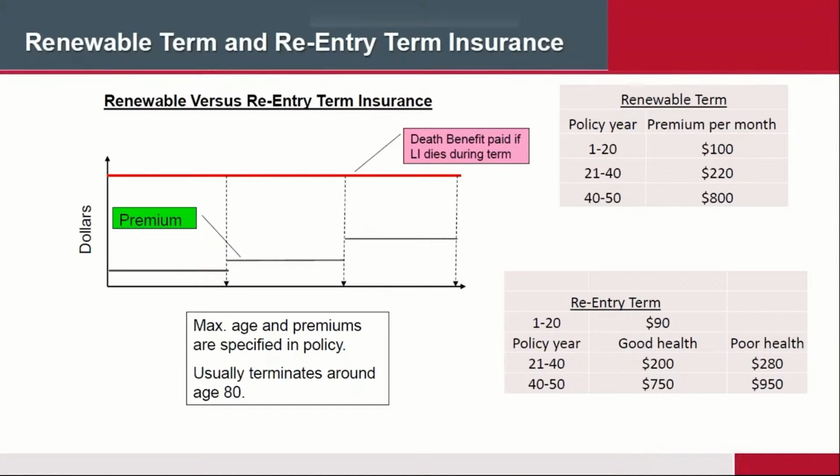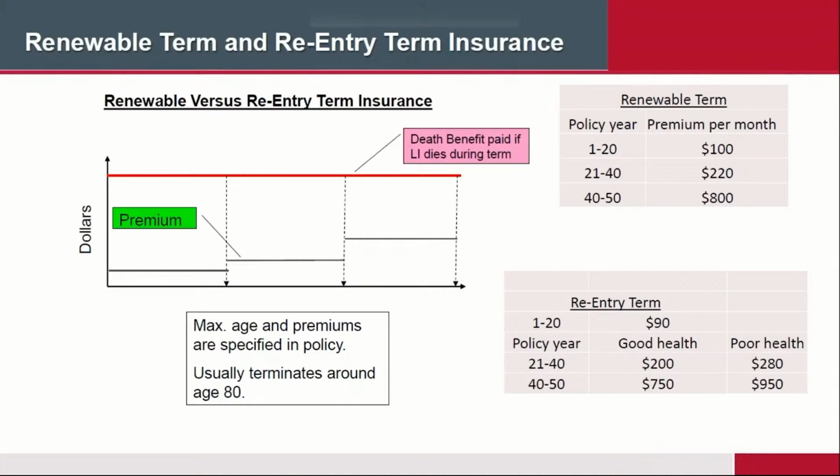Now, you can buy what they call a renewable term. In this case here, the renewable term is a 20-year renewable. So you can see there, years 1 to 20, let's say the premiums were $100 per month. 21 to 40 went up to $220. 40 to 50 goes up to $800. In other words, it just simply goes up on the renewal dates. And that is basically guaranteed all the way. No questions are asked. You don't have to give us any proof. It just automatically does so.